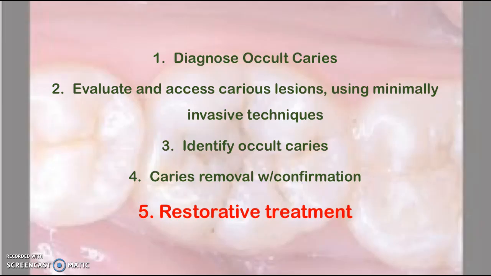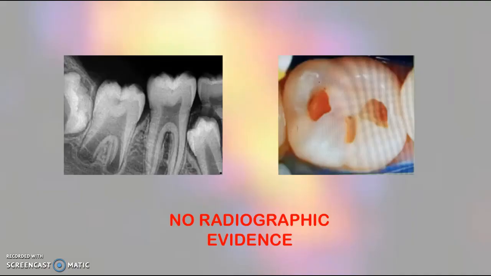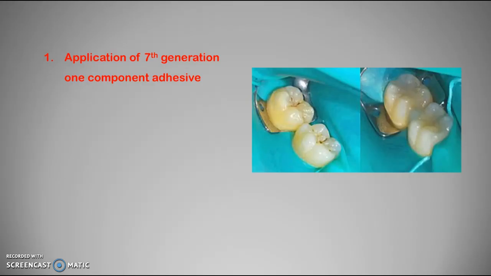The fifth step, talking about restoration: a sensitivity-proof bonding agent and strong aesthetic composite is used. So let's walk through this case again. The radiograph showed no evidence of occult caries, but when the enamel was de-roofed and accessed, it revealed a fairly big lesion of occult caries.